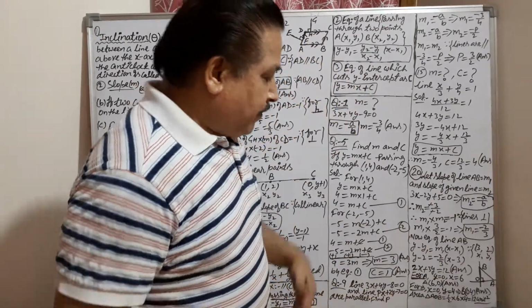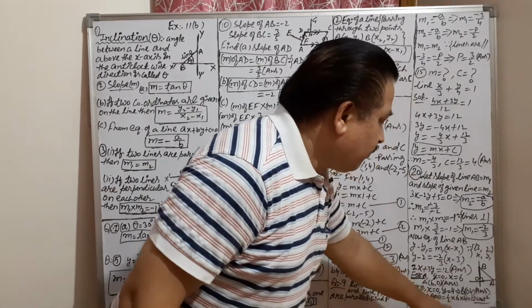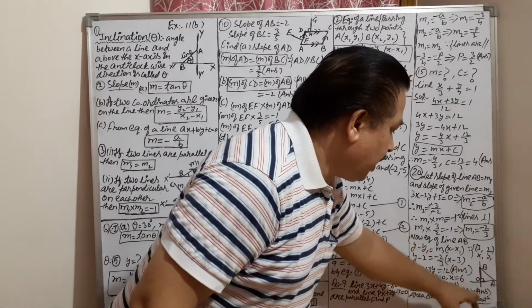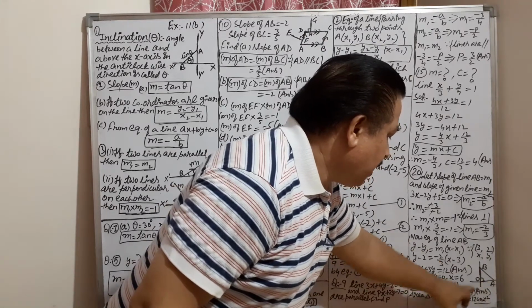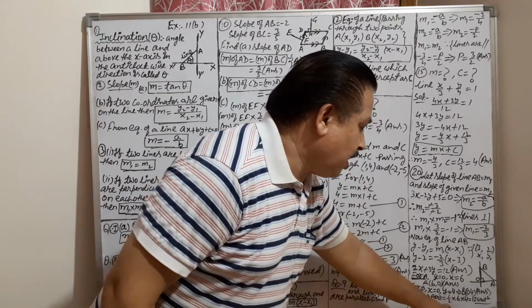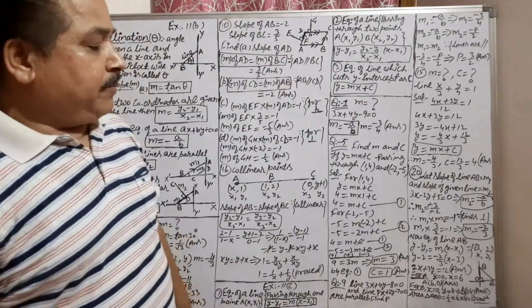Now further they are asking for the area of triangle AOB. The area of a triangle formula is half base into height. What is the OA length? OA length you know is 6. And OB length you know here is 4. So put here half into 6 into 4 equals 12 unit square.